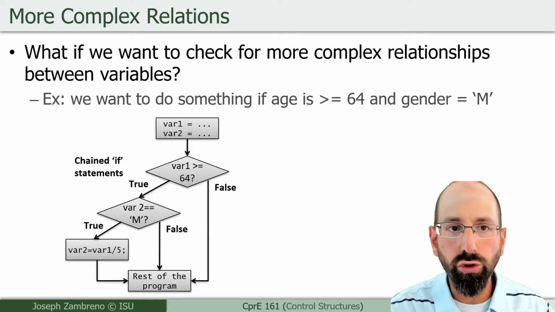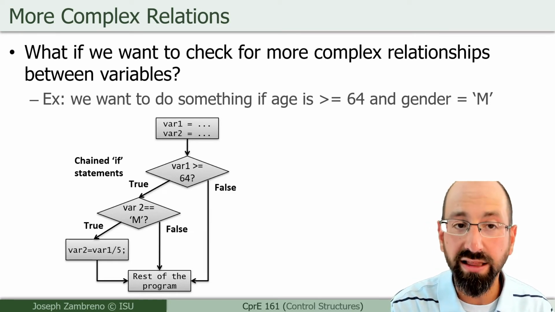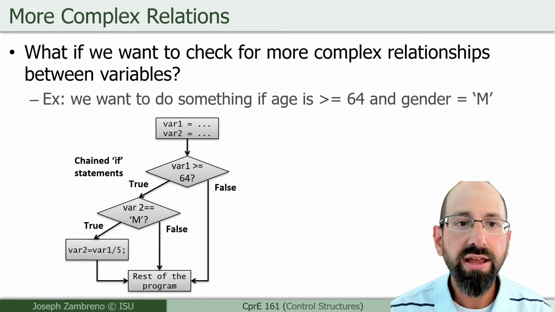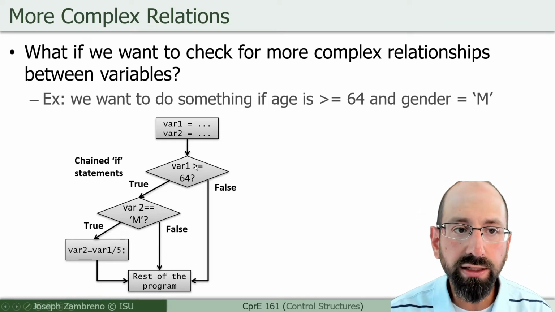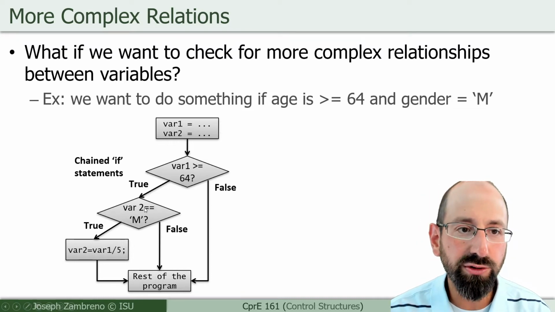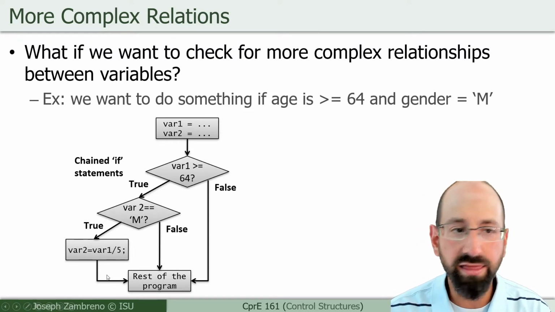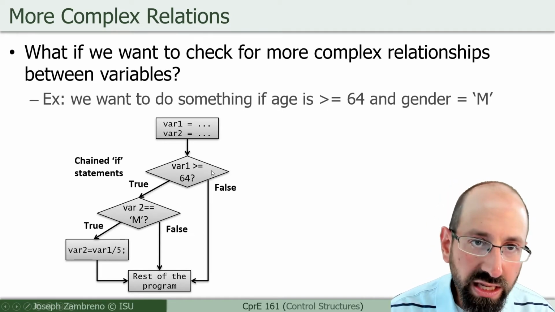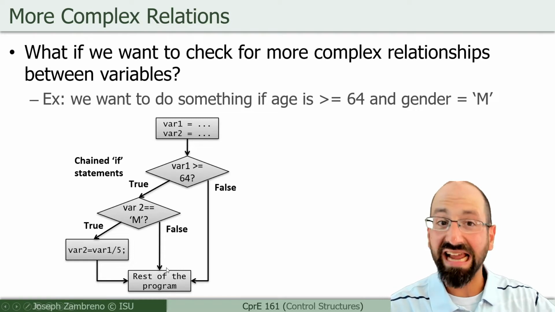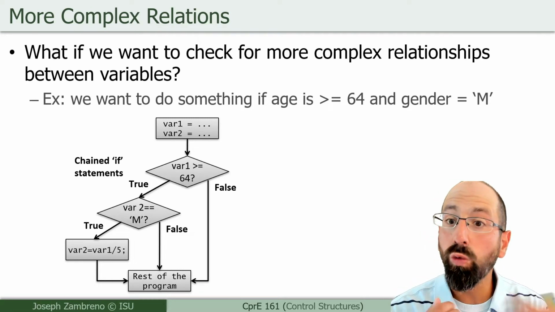And our control and data flow graph would look something like the following. I want to do some operation, print something, do whatever, only if variable 1 is greater than or equal to 64, and here at least my syntax is correct, variable 2 is equal to m, then I do some operation. If either of those conditions are false, I want to just move on, do whatever's next, whatever's in the rest of the program. That is one approach.